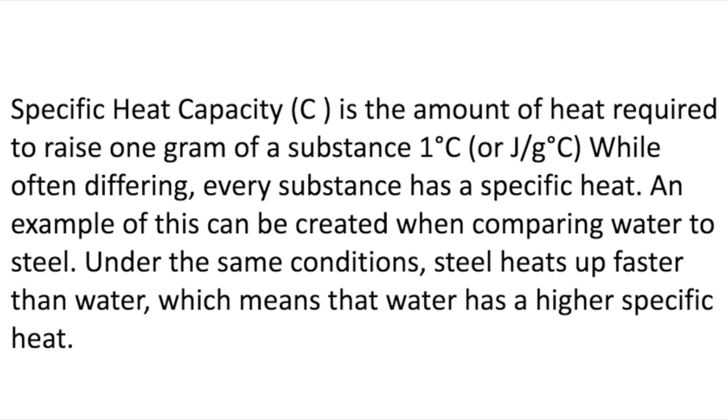Specific heat capacity, shown as C, is the amount of heat required to raise 1 gram of a substance 1 degree Celsius, or J/g degrees Celsius. While often differing, every substance has a specific heat. An example of this can be created when comparing water to steel. Under the same conditions, steel heats up faster than water, which means that water has a higher specific heat. If a material has a higher specific heat, it will take more joules of heat to increase the temperature of that substance. With that said, metals usually have a lower specific heat when compared to other substances.